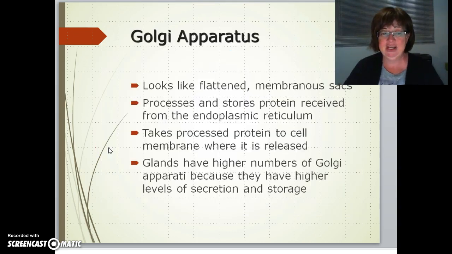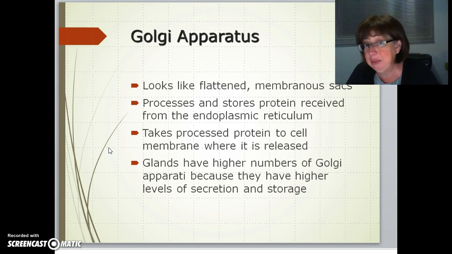The Golgi apparatus is also made of flattened sacs, and this is where it will process and store proteins. The Golgi apparatus is sort of seen as the post office. This is where things get processed and get ready for shipping to leave the cell.